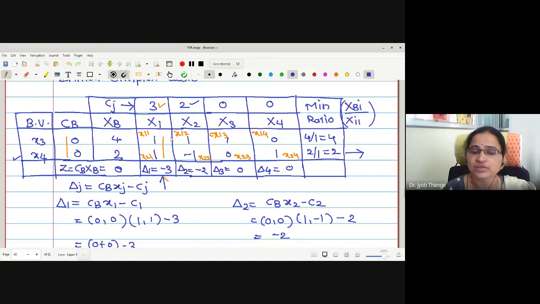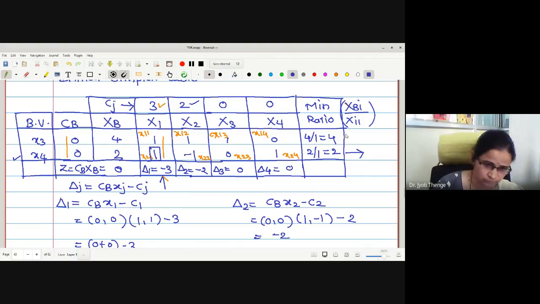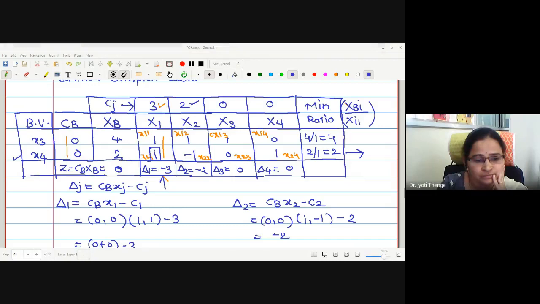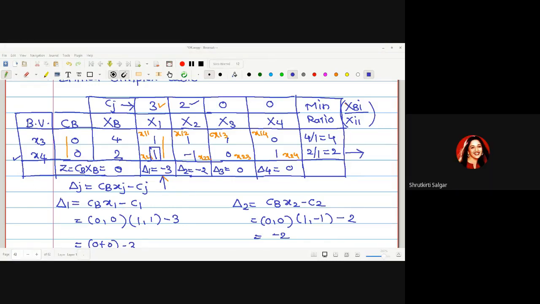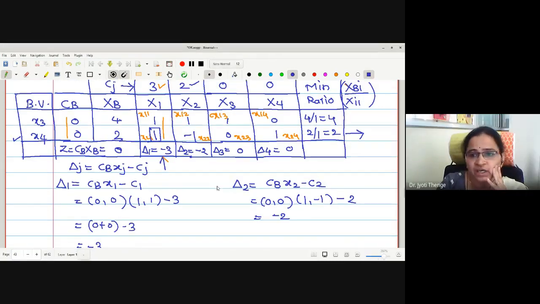Whatever is the intersection will be the leading element or pivot element, and this is my key element or pivot element. Is it understood? The kth row and rth column is going to be the leaving and entering vectors. Any doubt up to this? No, ma'am. Good. Therefore, here we have selected the key element.